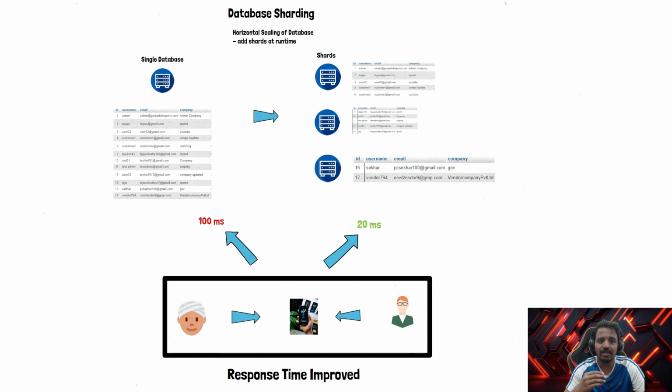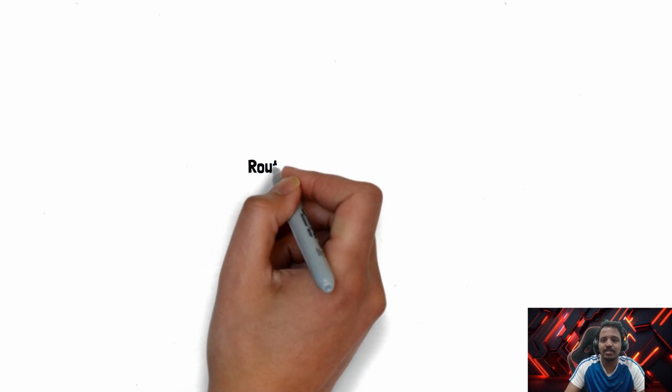Let's take an example where we are using database sharding, that is horizontal scaling. If new data comes in or any operation needs to be performed, previously the client using the application took 100 milliseconds to perform an operation. But now, with database sharding, the same operation can be performed in 20 milliseconds. So the response time and latency are drastically improved with database sharding.